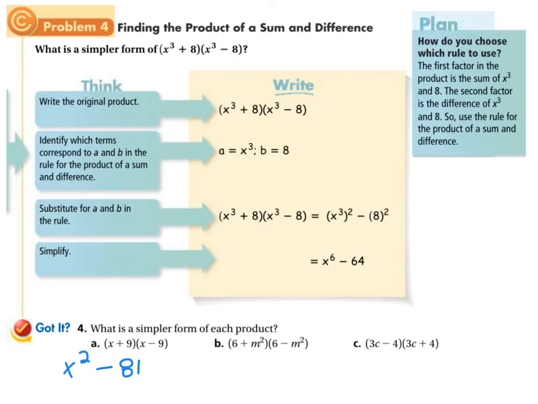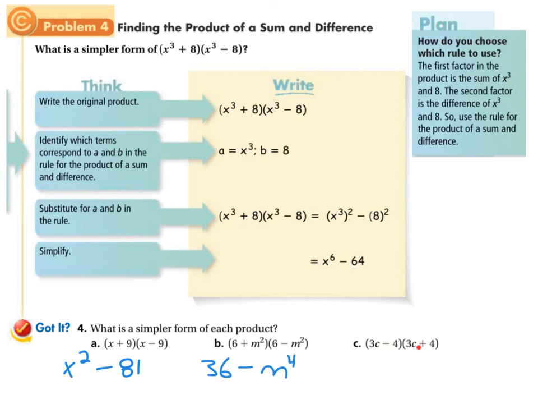We have these 2 terms, 6 and m squared. One of them is being added, one of them is being subtracted. So we do the difference of 2 squares. We say, what's 6 times 6? 36. Minus, because it's always going to be minus in this case, what is m squared times m squared? Remember, you add the exponents when you're multiplying. M squared times m squared is m to the 4th. Done. Blammo.